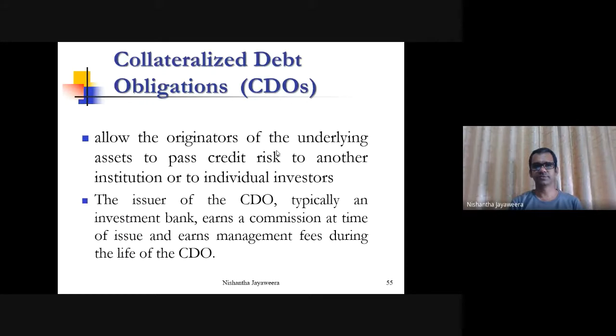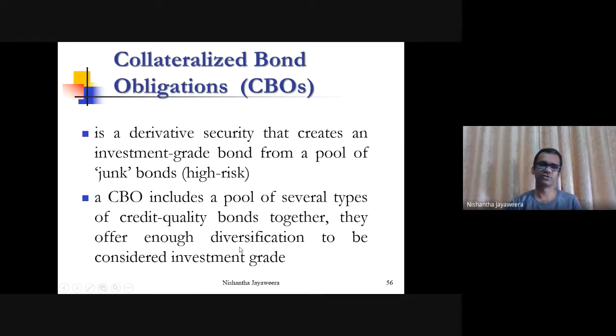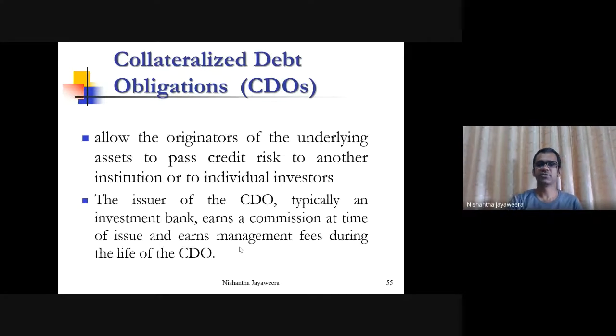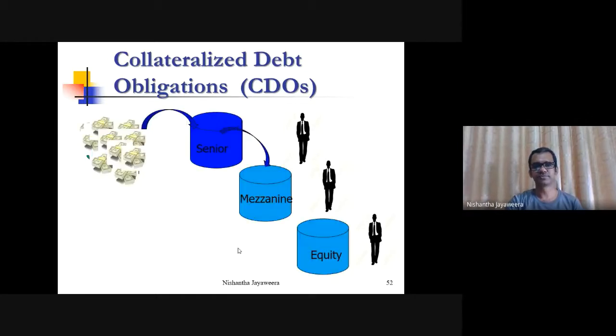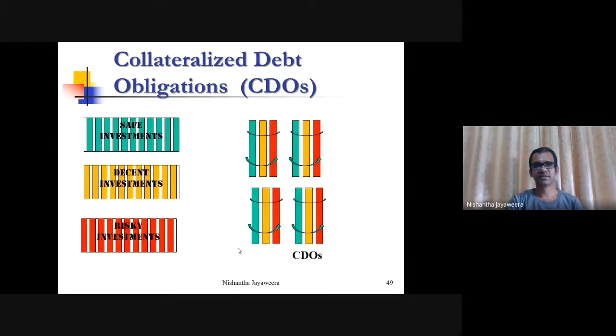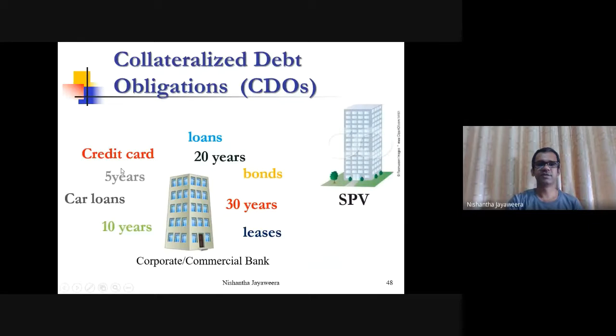The issuer of the CDO, the SPV, will make a commission, which is the income they earn, and management fees. Then there are many other parties, those who provide insurance. One more thing, say the pool of loans, the borrowers may be individuals.